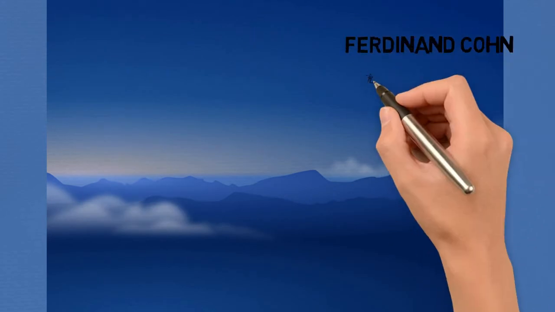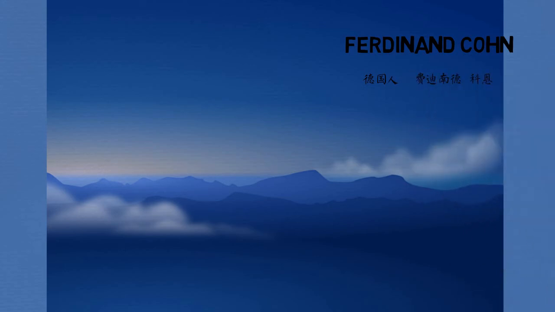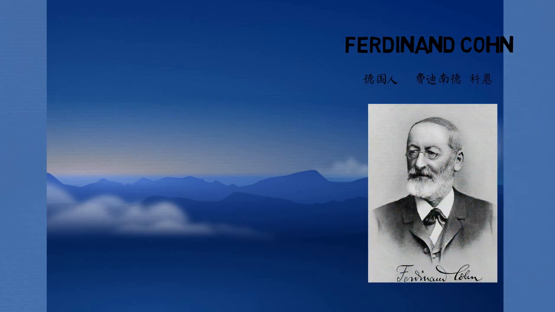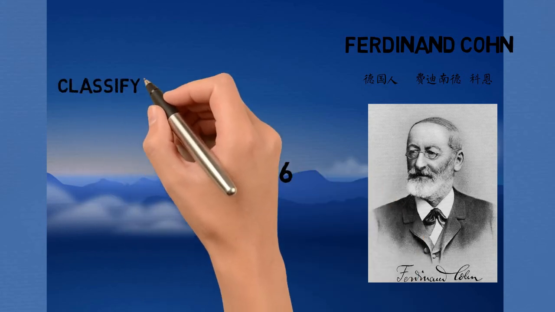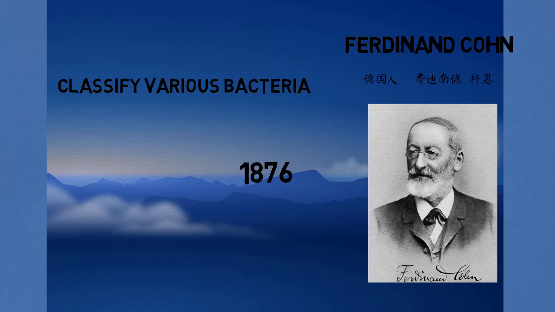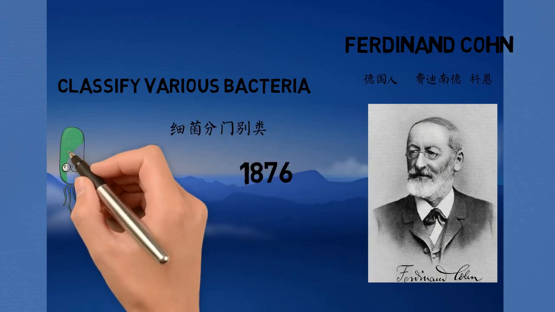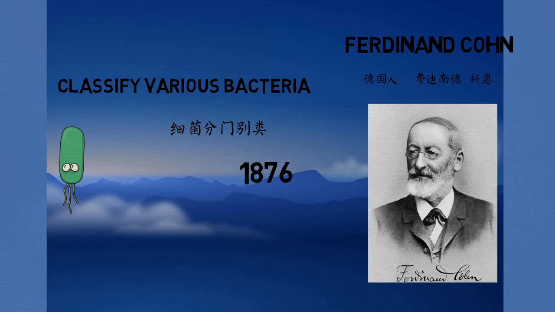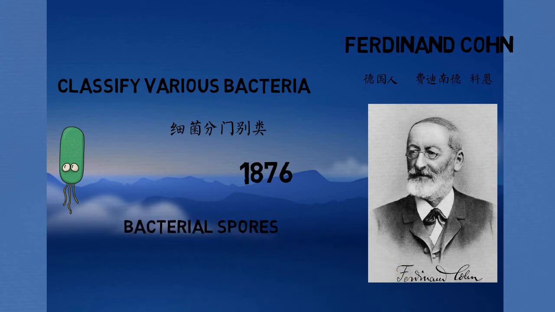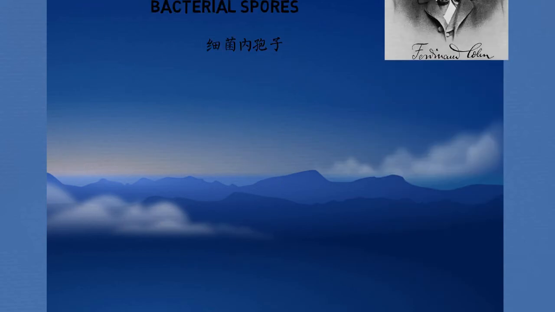In 1876, the German Ferdinand Cohn, who started to study bacteria, was also the first person to try to classify various bacteria in a systematic way. Bacteria can be divided into different species according to their morphological and physiological characteristics. Bacterial spores were found, thereby promoting the development of disinfection technology.